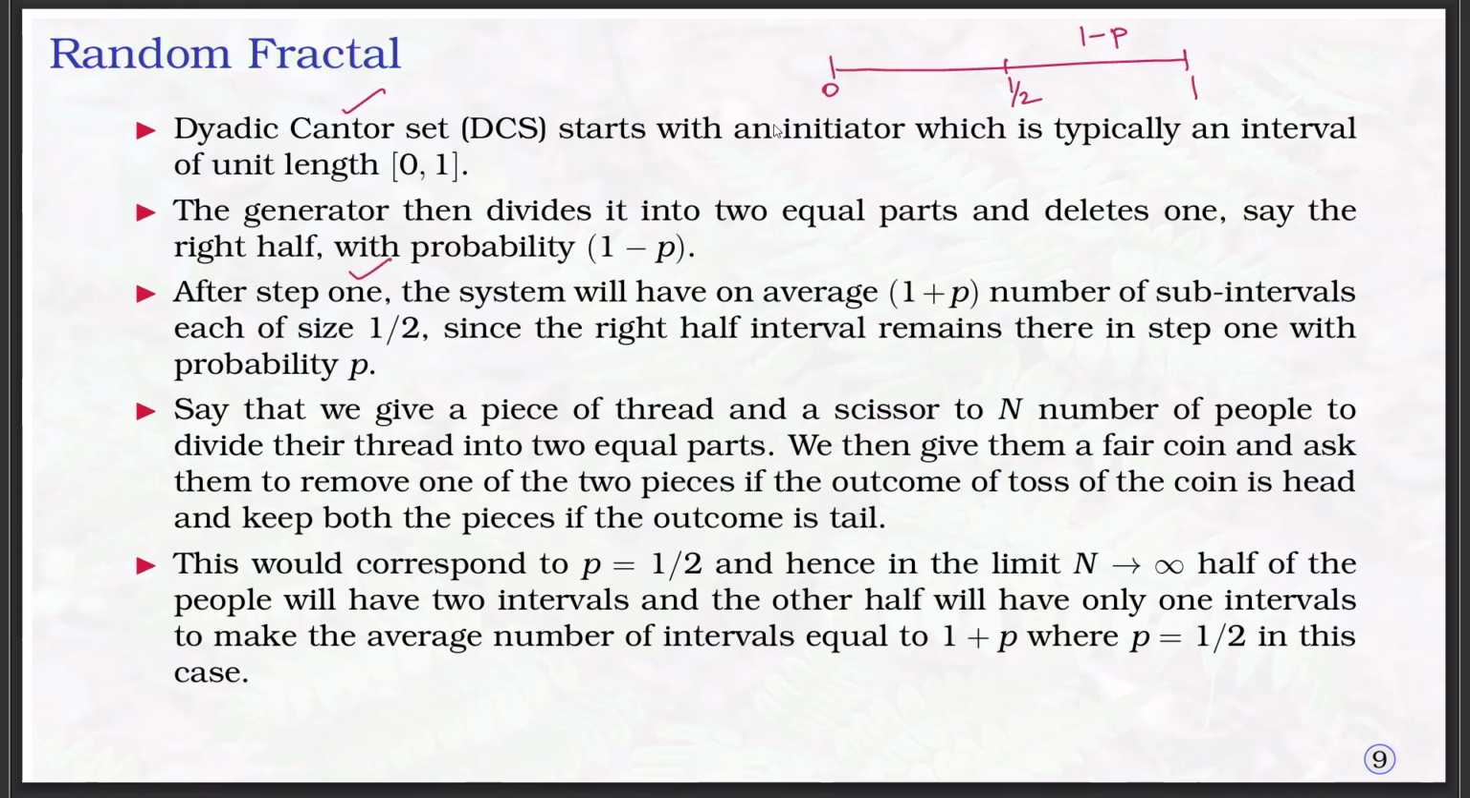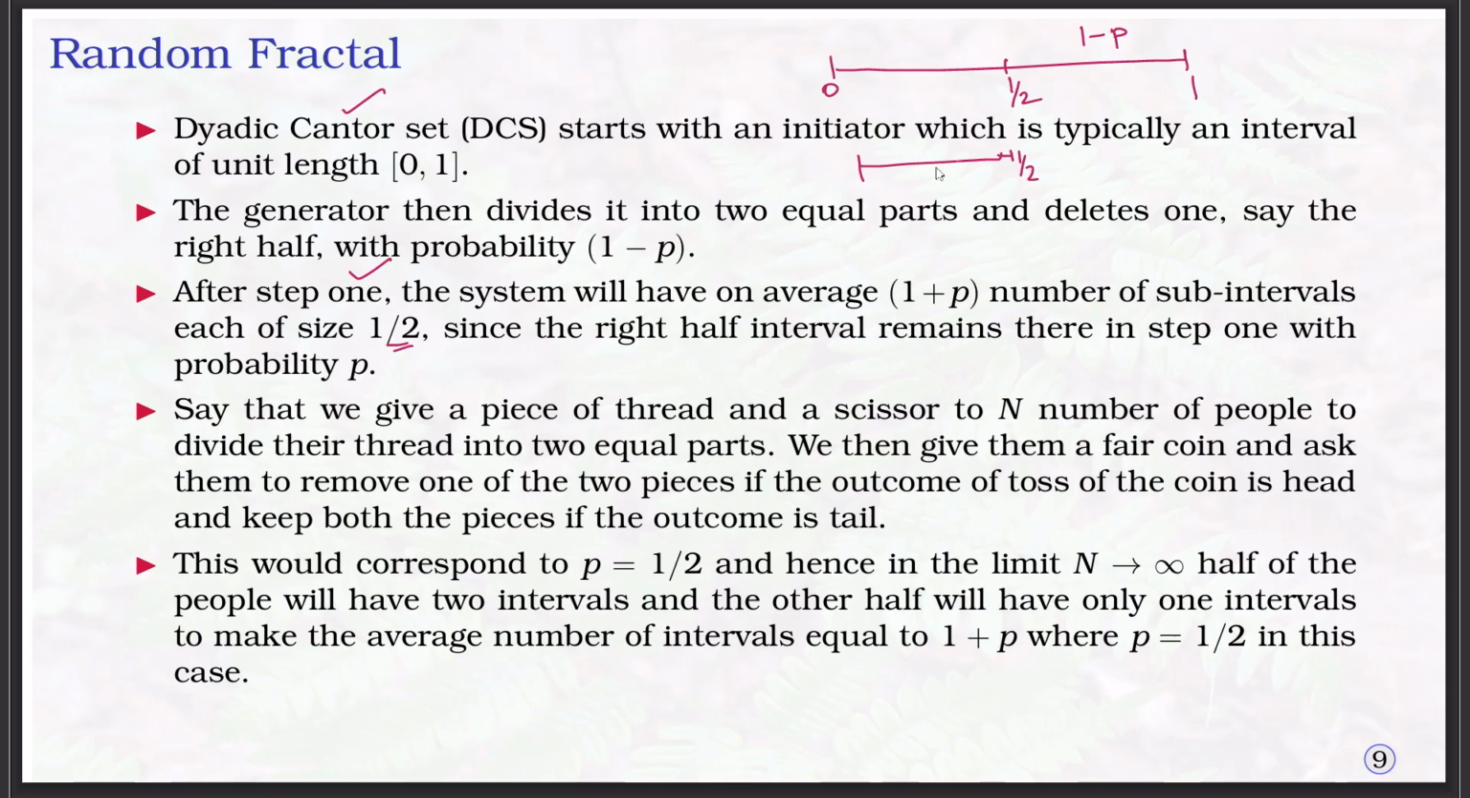So after step 1, the system will have on average 1 plus p subintervals of size 1 by 2. Here after the first step we have this interval of size 1 by 2, and we may have this other one or we may not have it, depending on the probability. If this one is here, then we have 2 intervals, otherwise not. So on average, taking the probability as 1 by 2, we will get 3 by 2, that is 1.5 intervals. So the system will have 1 plus p subintervals, each of size 1 by 2.